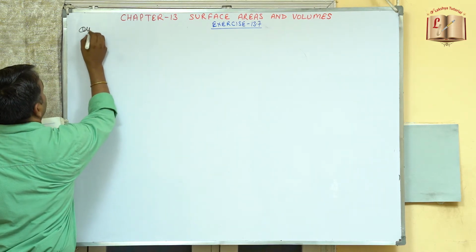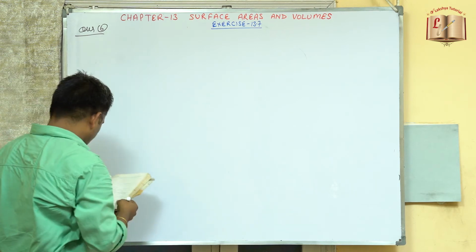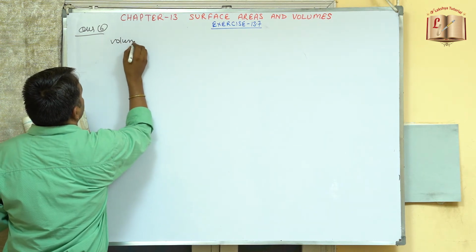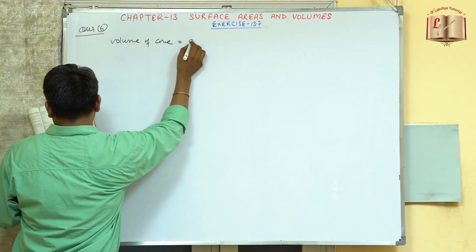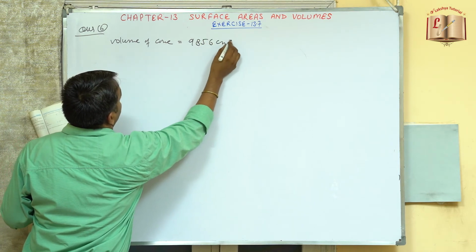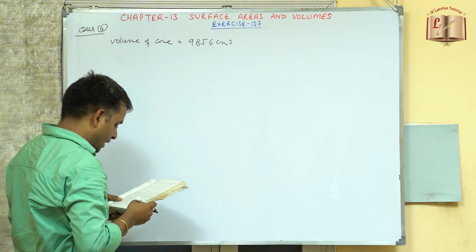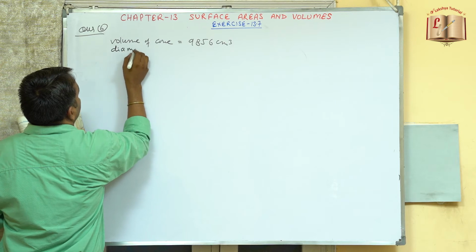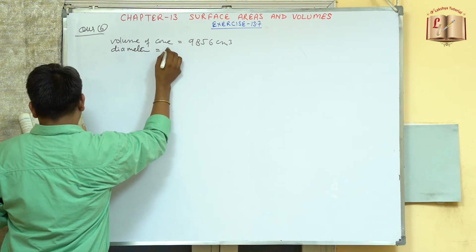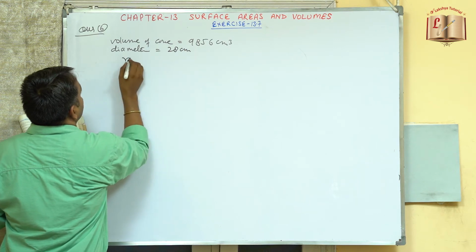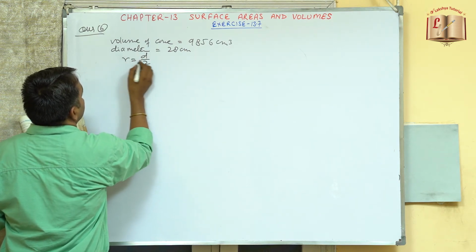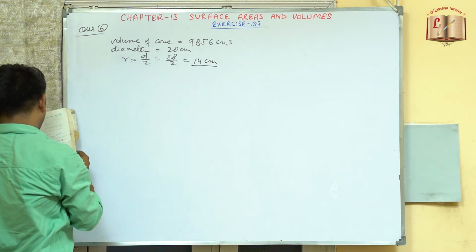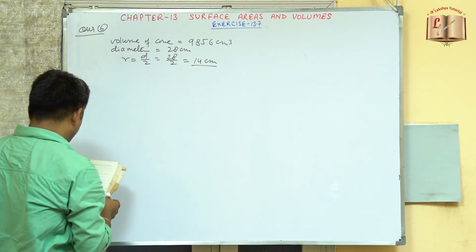So now coming to question number 6. The volume of a right circular cone is this much. This is already given to us. Volume of cone is 9856 centimeter cube. If the diameter of the base is given, we need to find out the height. So diameter is 28 centimeter. So radius will be equals to d by 2. So this is 28 by 2 means 14 centimeters. We need to find out the height of the cone.